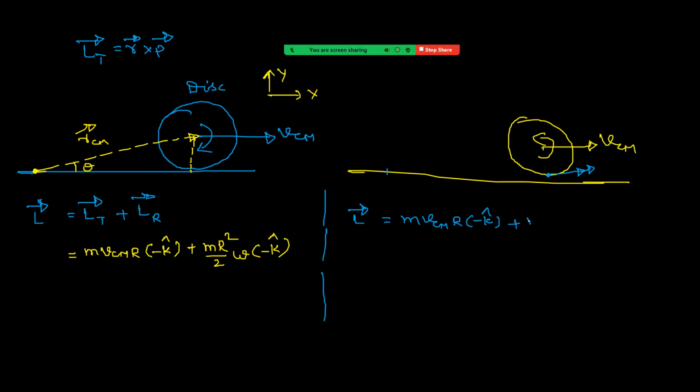It is a disk now, so mr square by 2 about its own axis, mr square by 2 omega, it is along k cap. So simply focus on what the value is because of translation, what the value is because of rotation, then take the vectors. So mainly we have to focus about which point we are calculating. Okay. So I hope you got clarity.